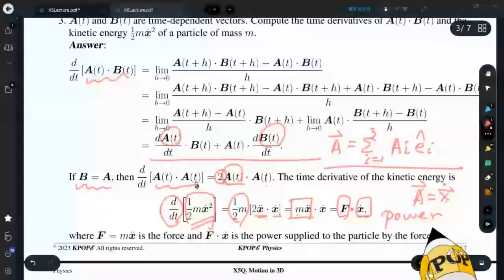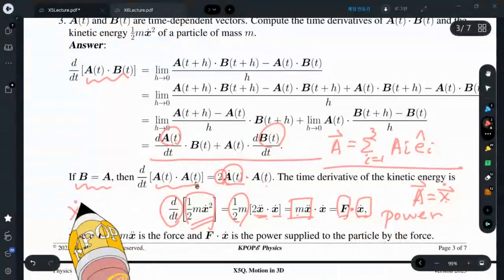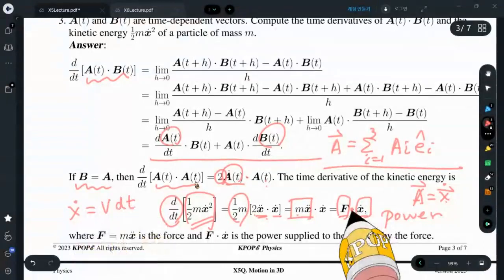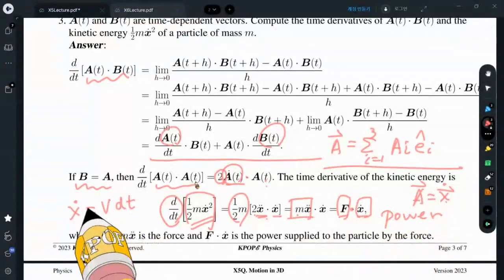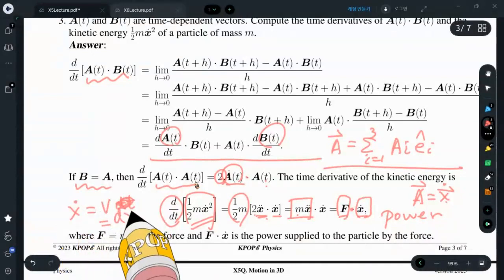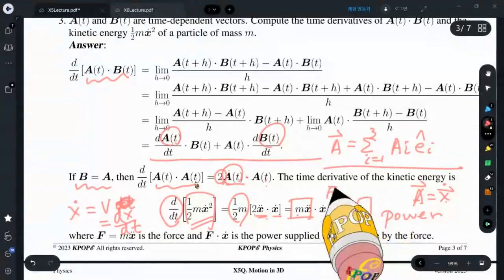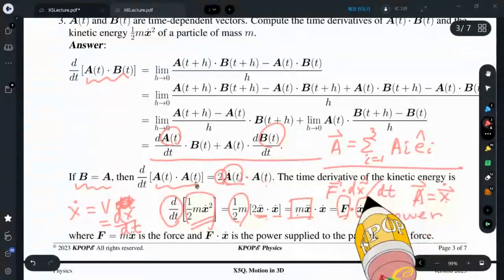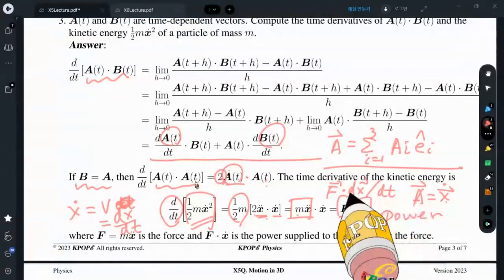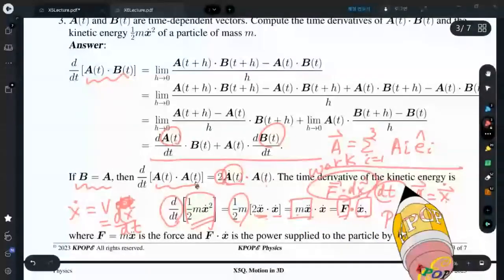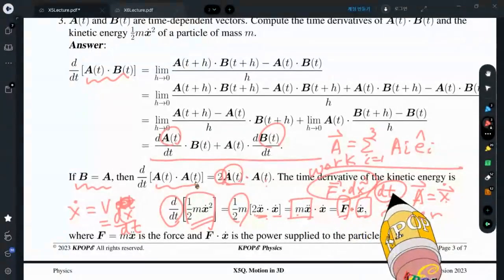And power is actually x dot, velocity, times force. So this is velocity, the displacement divided by time. So it is F dot dx over dt. Okay, so this is work. Work per time is called power.